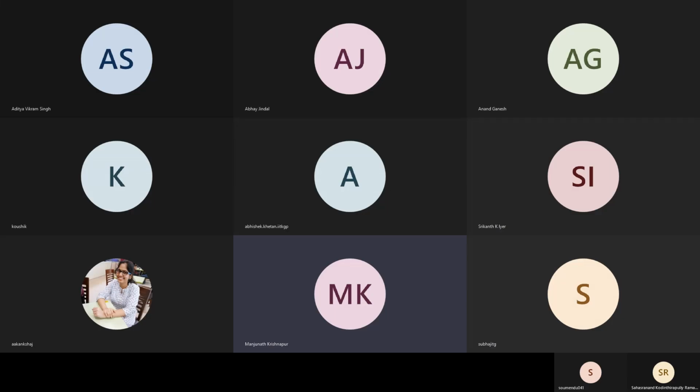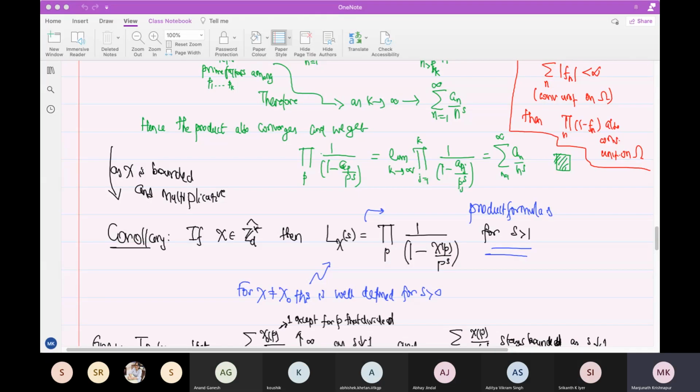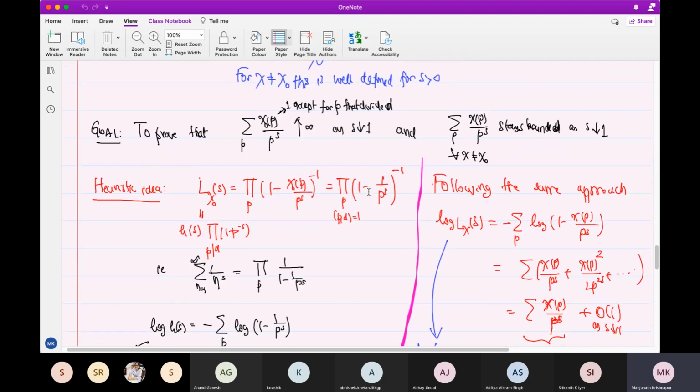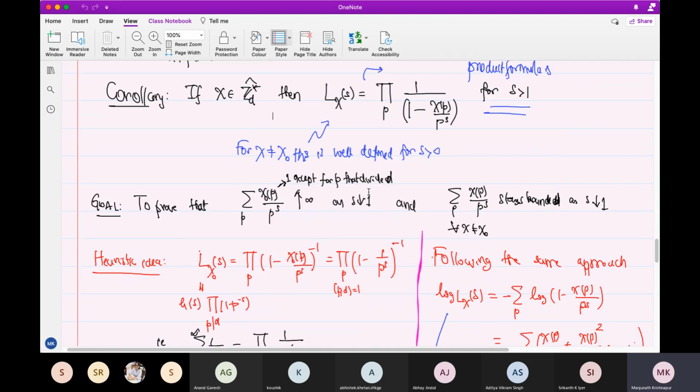We proved that for chi, a character of Z star, it is bounded and it is multiplicative. Therefore, this product formula holds. And now I gave a heuristic of how the proof will be completed from here.